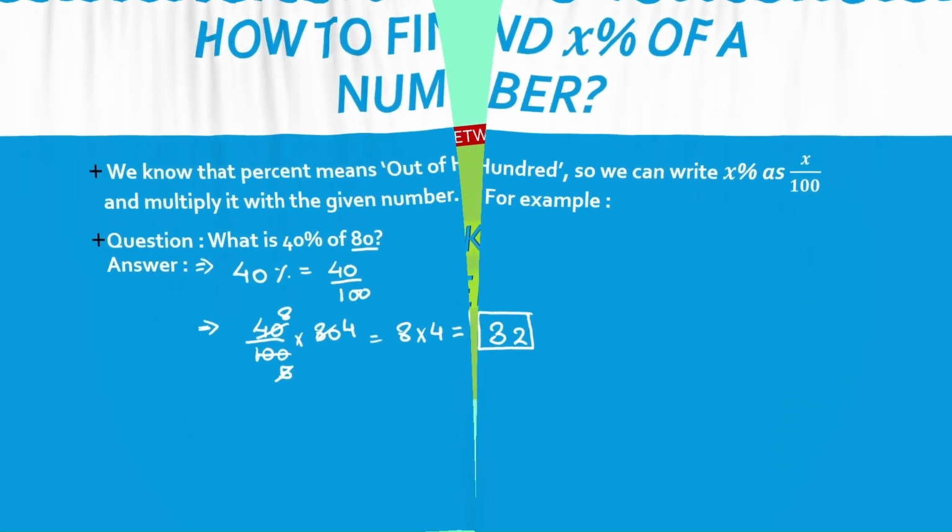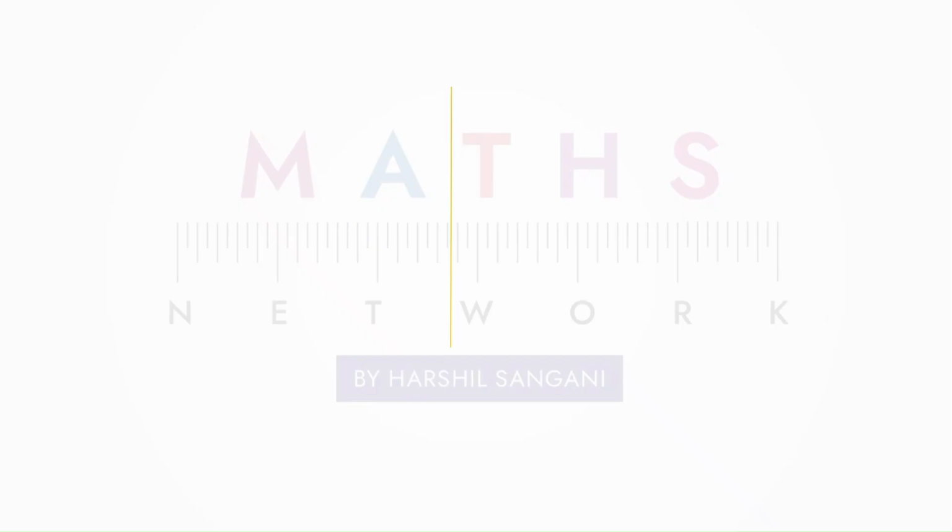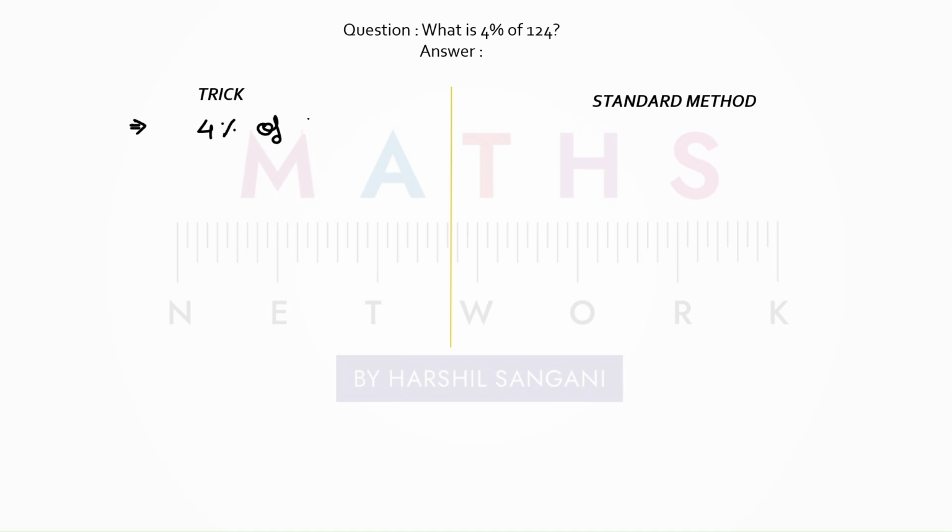Now guys, let's get on to our trick, that is for finding the x percentage of a number very easily. Let's solve our first question, that is what is 4% of 124. Here guys, we will be solving it using the trick and the standard method both. First guys, we shall solve this using the trick. So I'll note this down, that is 4% of 124. Guys, we divide this 124 into two parts, one of the hundreds part and the second part will consist of the tens and the ones place.